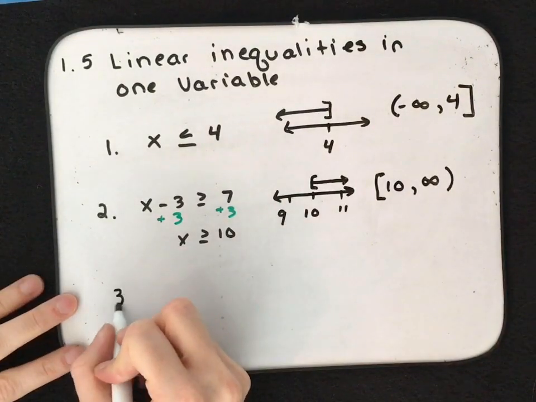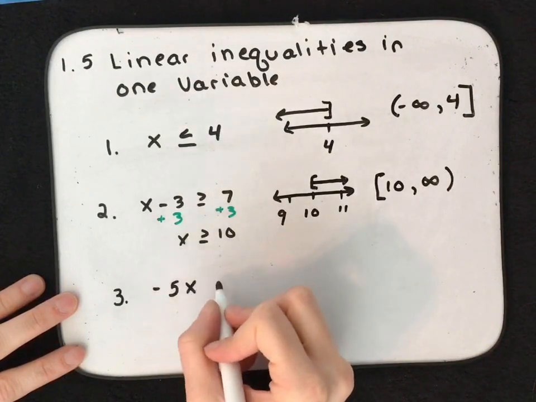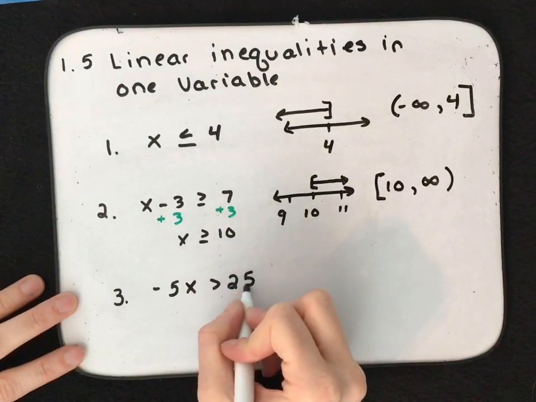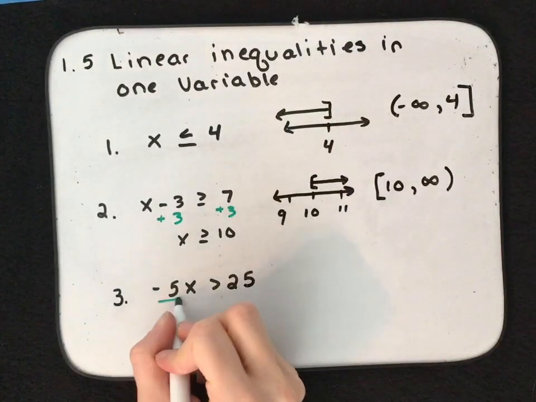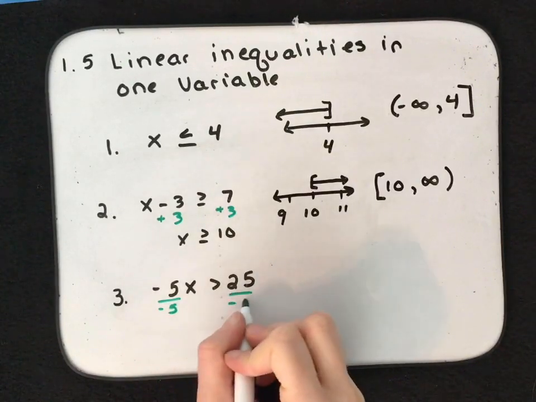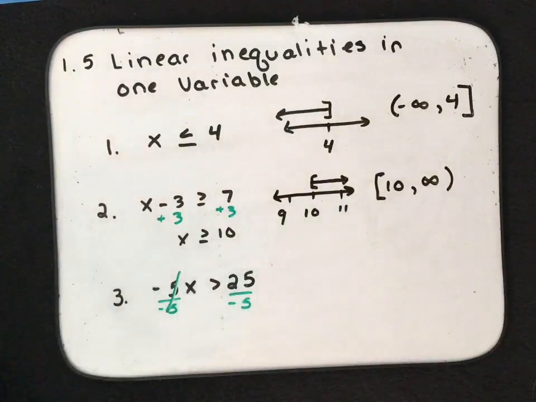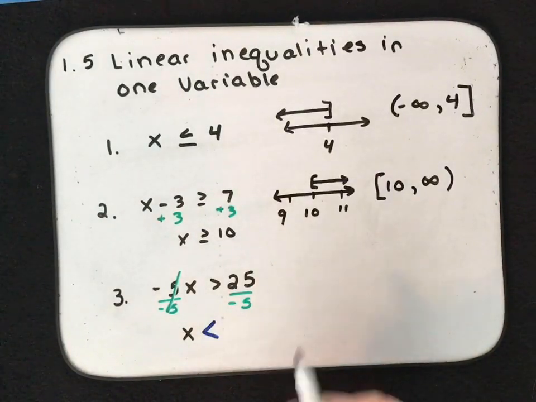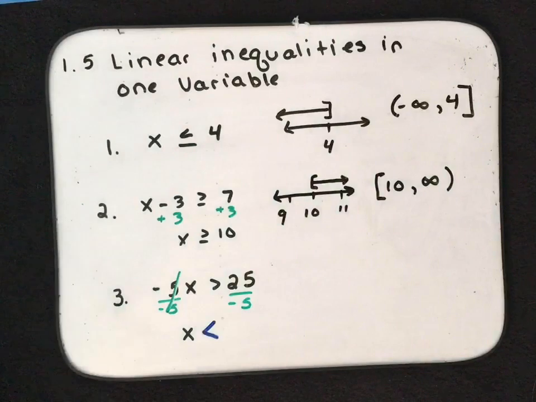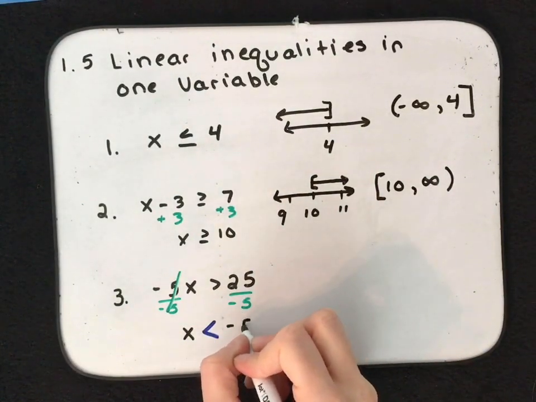Look at number 3. Number 3, we have -5x is greater than 25. Now there's a special case here. Whenever you multiply or divide by a negative, so in this one we need to divide by -5 to get the x by itself. -5 divided by -5 is +1. But whenever you multiply or divide by a negative, you have to reverse the inequality. So see how we had greater than, and now we have less than. 25 divided by -5 is -5.